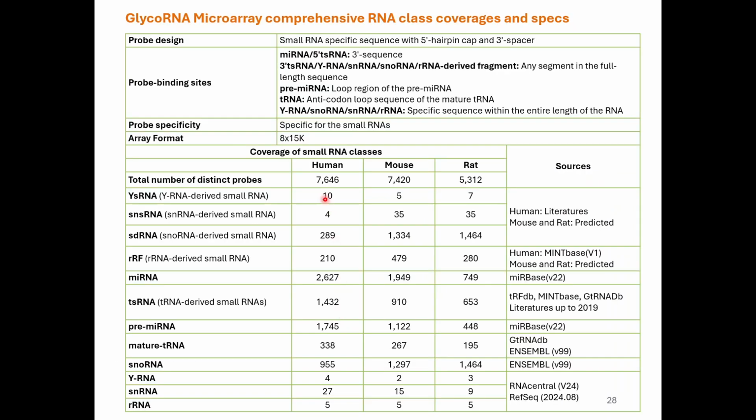The glycoRNA microarrays have been developed for human, mouse, and rat species. They cover all cataloged small RNAs in Y-RNA, miRNA, snRNA, rRNA, tRNA, snoRNA, and their derived small RNA fragment classes.